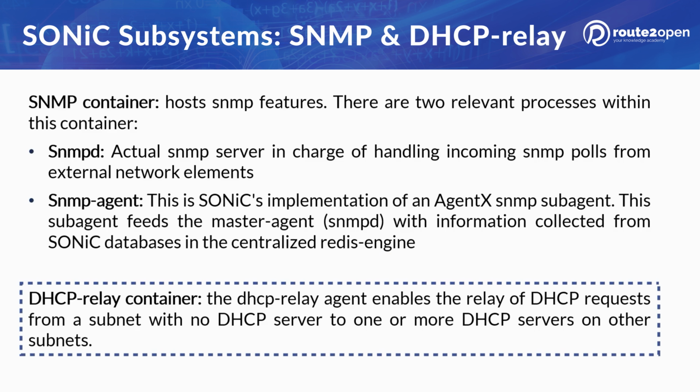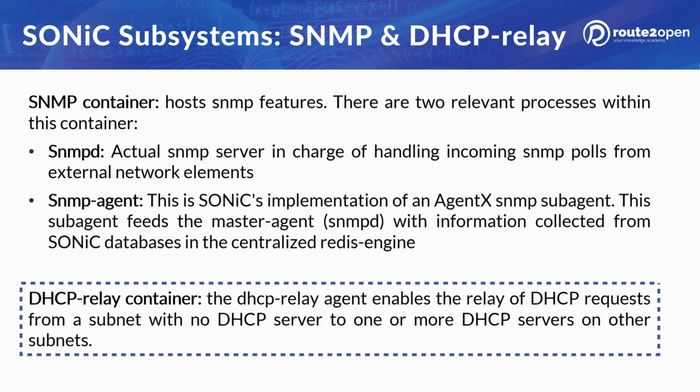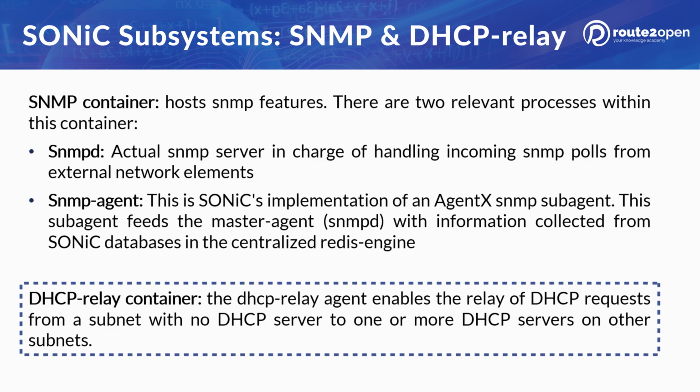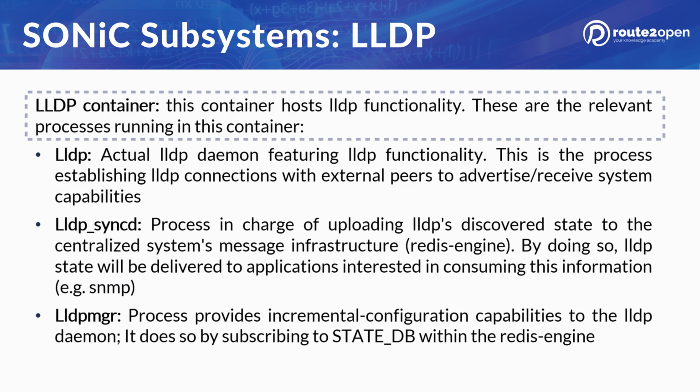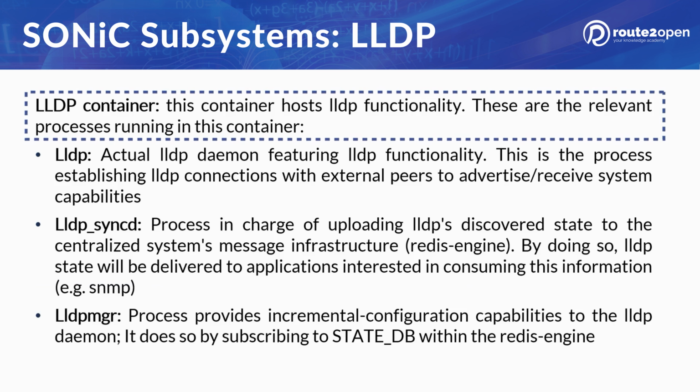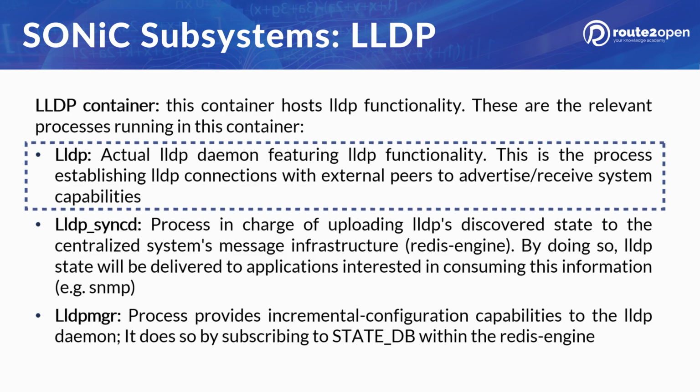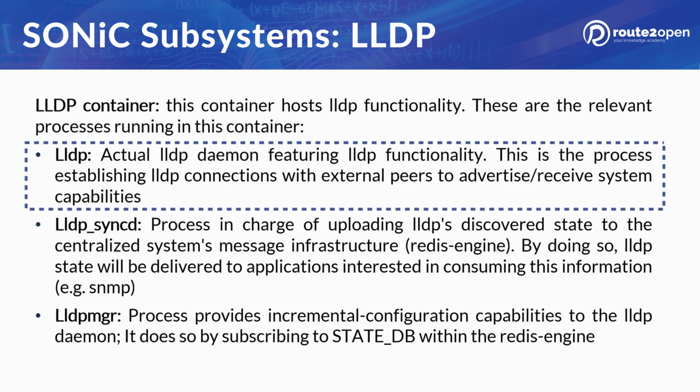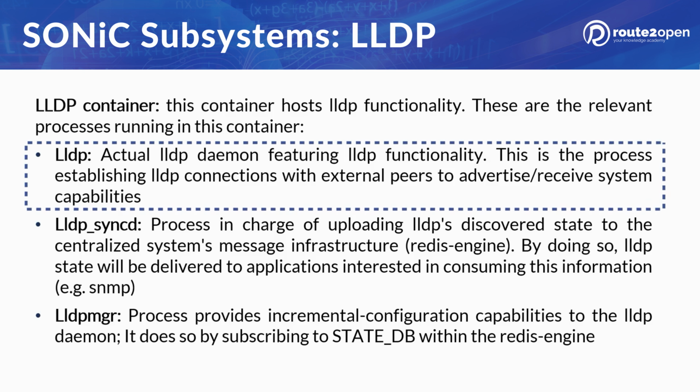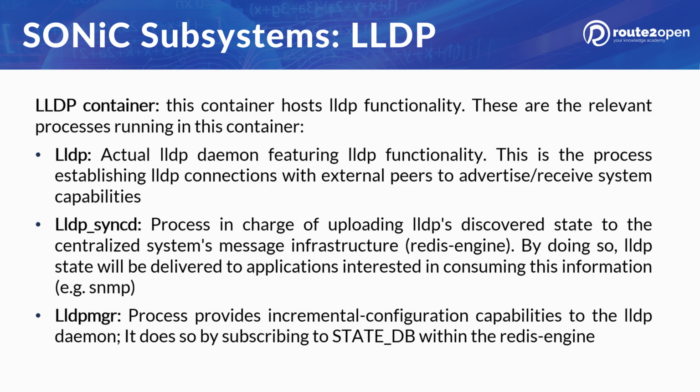The DHCP relay container hosts a DHCP relay agent that enables the relay of DHCP requests from a subnet with no DHCP server to one or more DHCP servers on other subnets. The LLDP container hosts the LLDP functionality. These are the relevant processes running in this container. LLDP is the actual LLDP daemon featuring LLDP functionality. This is the process establishing LLDP connections with external peers to advertise and receive system capabilities.